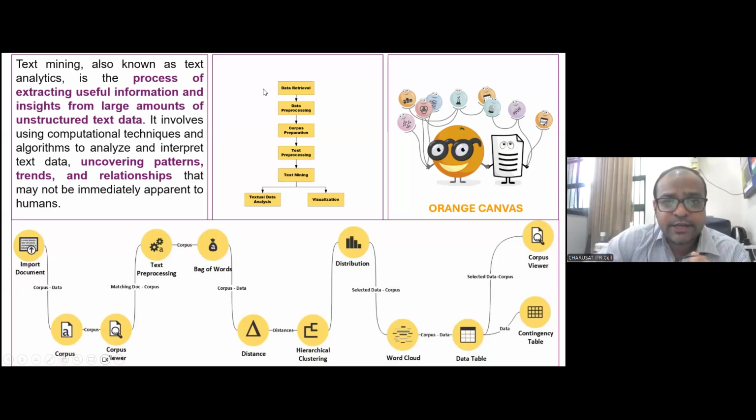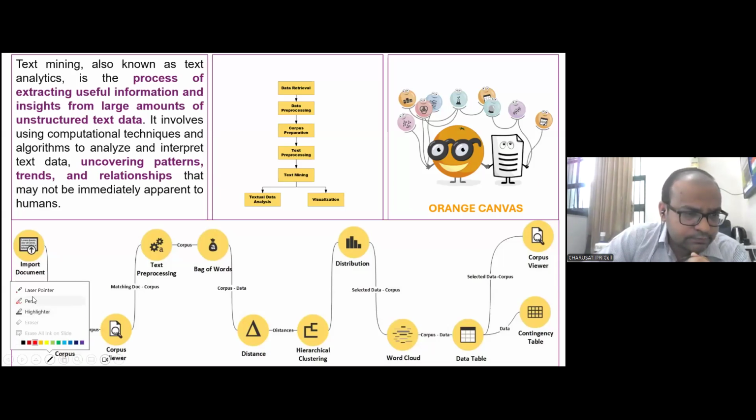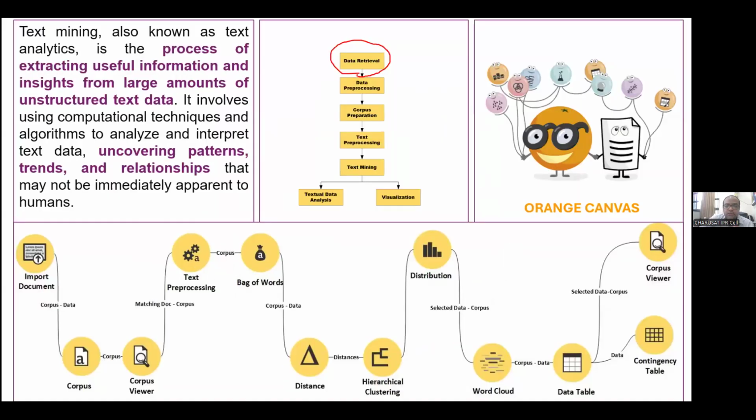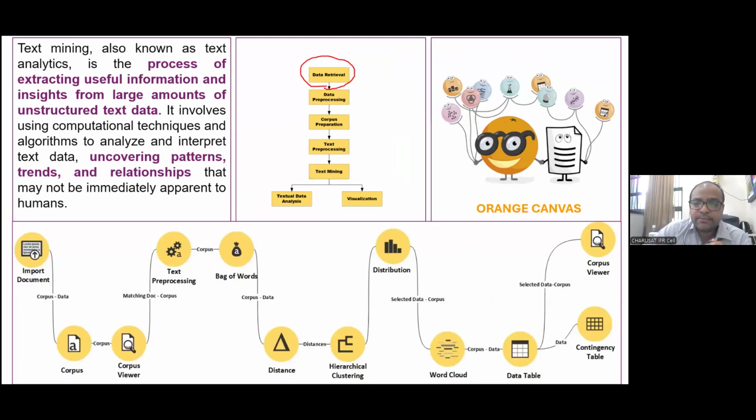So what does text mining actually do, and how can we implement it? First we have to perform data retrieval, right? So let's say if you want to perform a search on a particular topic of patents, you need to first search the patents in a particular database, and you need to export the data, right? That I will show. Then you need to perform certain data pre-processing.